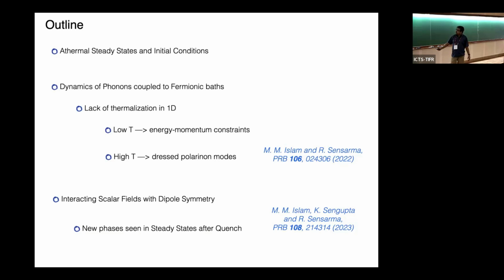However, what we found is that when you go to very high temperatures where these constraints are relaxed, energy is no longer conserved, and you don't need to worry about energy conservation, you still do not thermalize the long wavelength modes of the phonons coupled to a 1D fermionic bath. This actually came to us as a surprise because this argument would tell you that if you go to high temperature, this should all be okay.